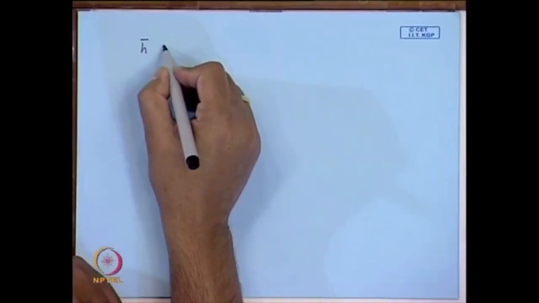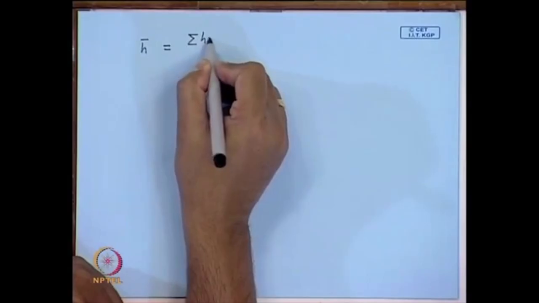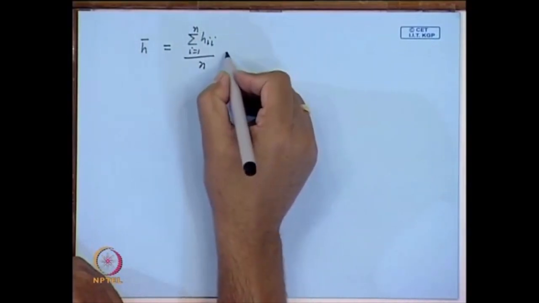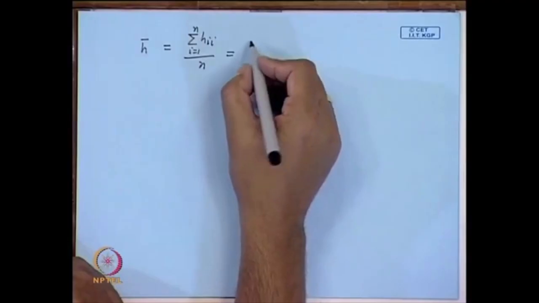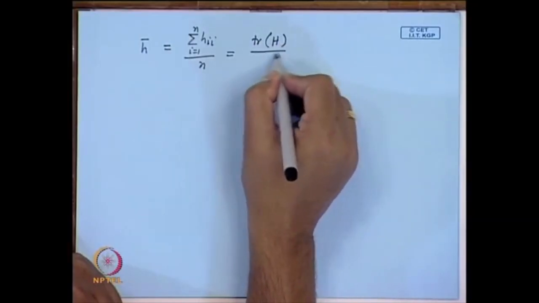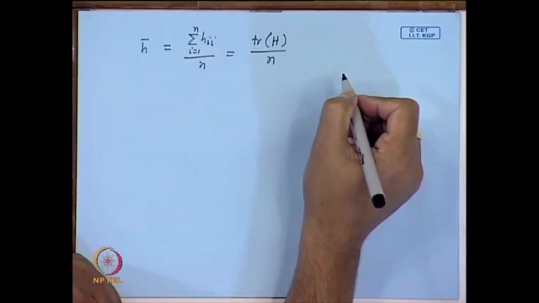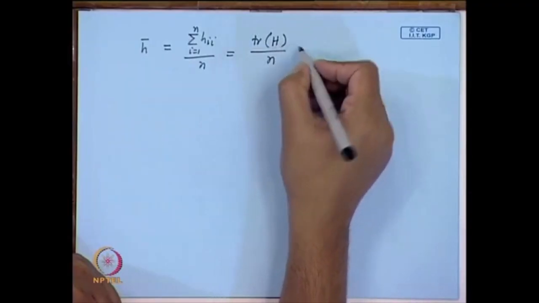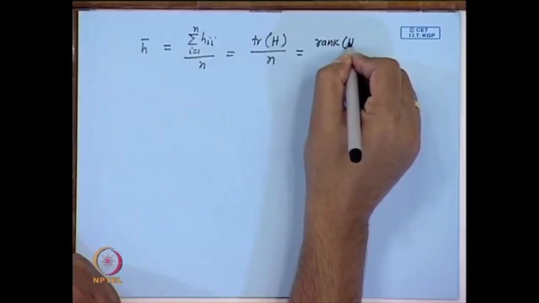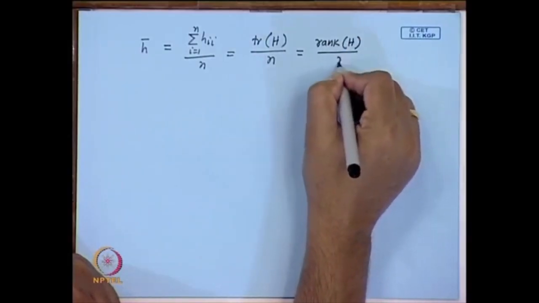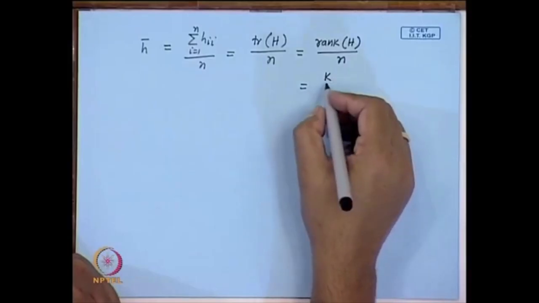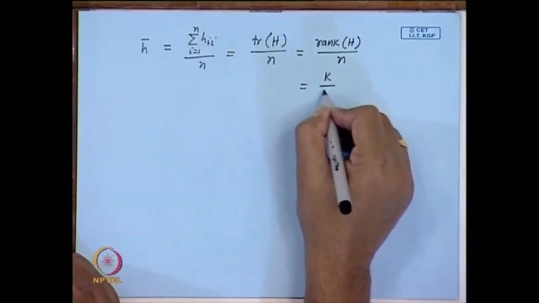So H bar is equal to the sum of H_ii, i equal to 1 to n, divided by n. This is nothing but the trace of the H matrix. Trace means the sum of the diagonal elements. So it is the trace of H divided by n, and for this matrix H, the trace of H is equal to the rank of H, divided by n, and the rank of this matrix H is k. So the average value of H is k by n.